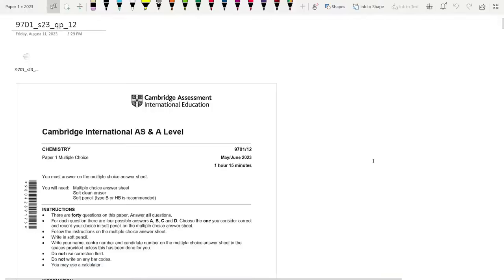Hi guys, we're solving this chemistry paper today. This is 9701 paper 1-2, May June 2023.